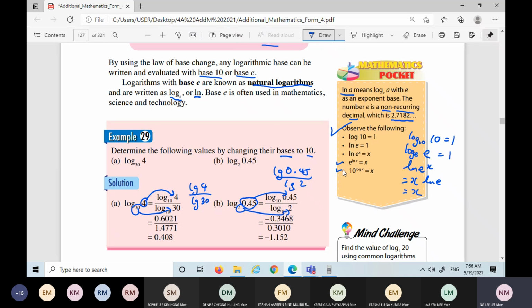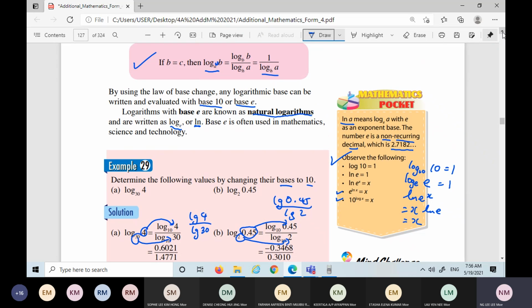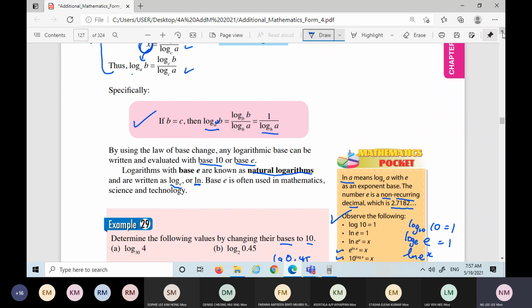Then number 4 and number 5, you can actually memorize these two, and they are very useful. So how do you get number 4 and number 5? We start with this. What is log e of x? This one I can also write as ln x.